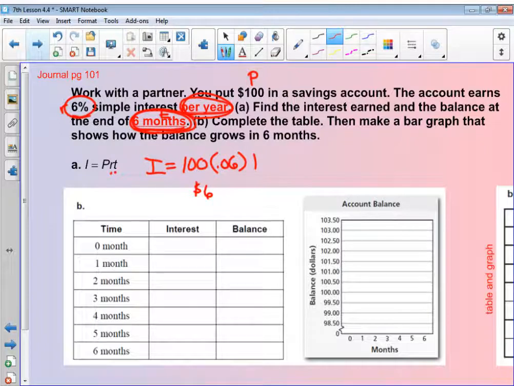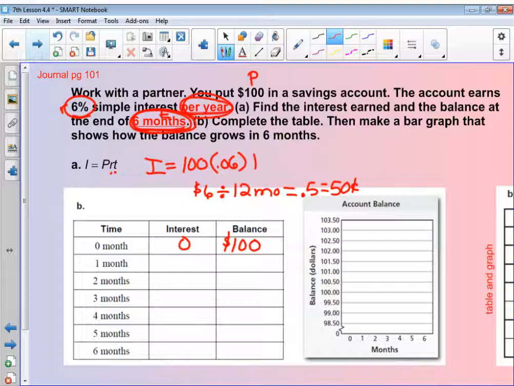Okay, so if I wanted to figure out how much I was going to get for each month, well, we're going to take that $6 and we're going to divide it by 12 because there's 12 months in 1 year. So if I take $6 and divide that by 12, it gives me 0.5, which is the same as 50 cents. So every single month, they're going to give me 50 cents for using that $100. So at month 0, the interest earned would be $0. So my balance would still be $100 because I put that $100 in there.